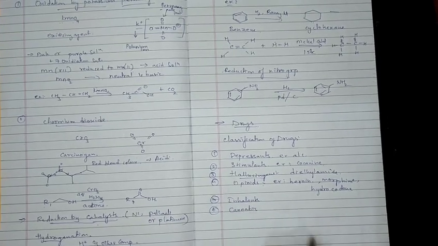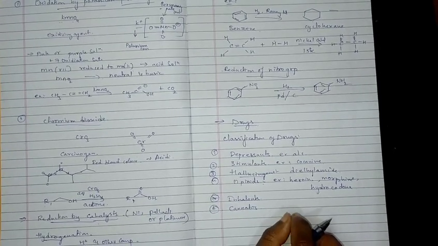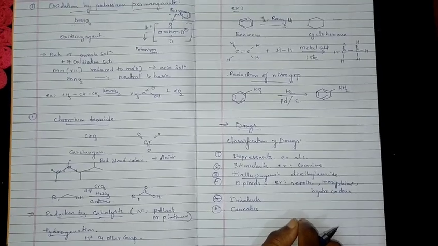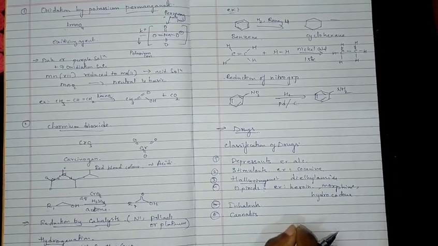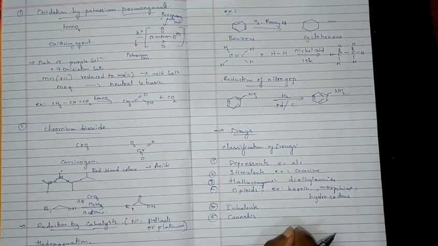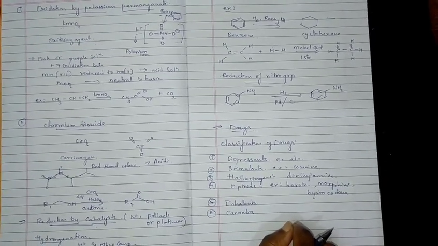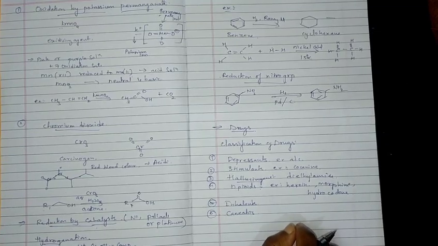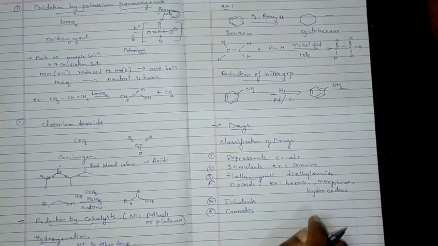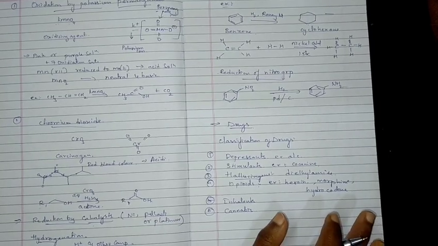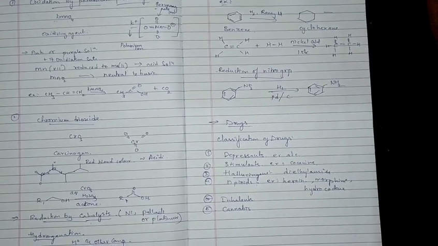Cannabis is a plant-derived drug that is the most commonly used drug worldwide. Cannabis is abused in various forms, including ganja, charas, and hashish oils. These are used in the form of these.